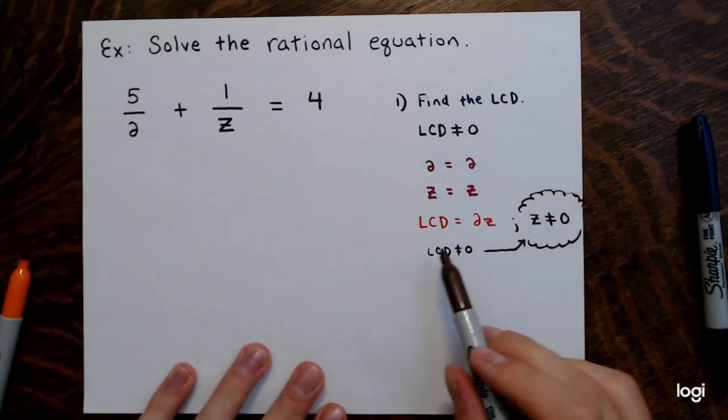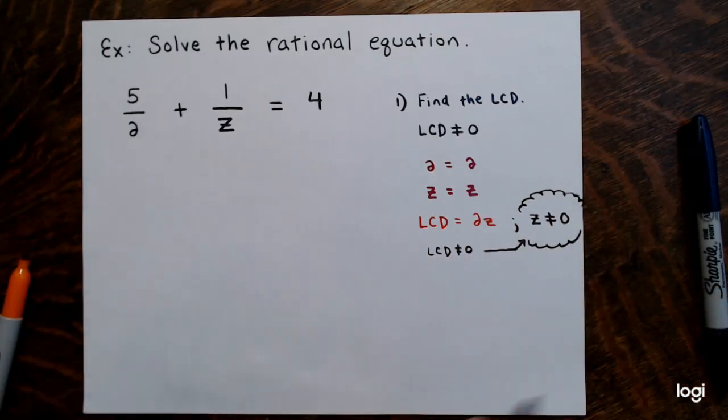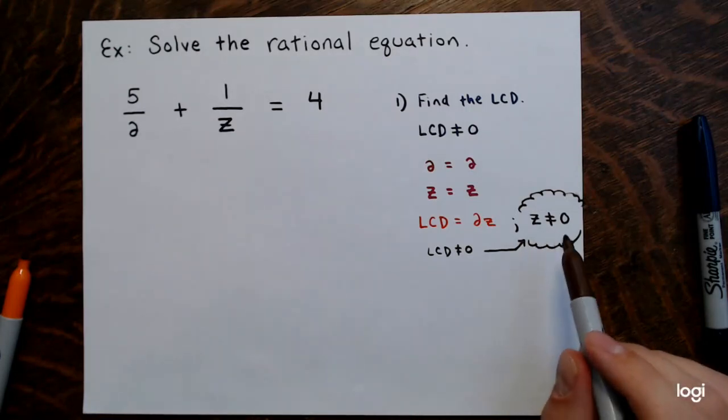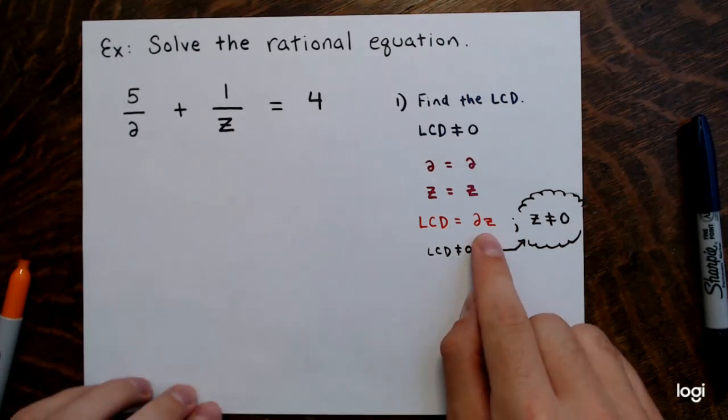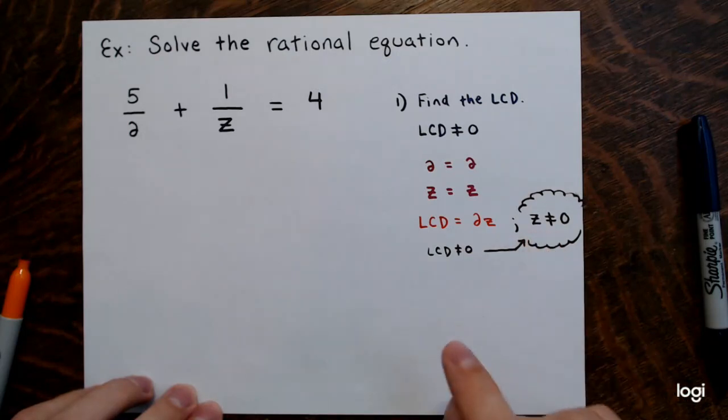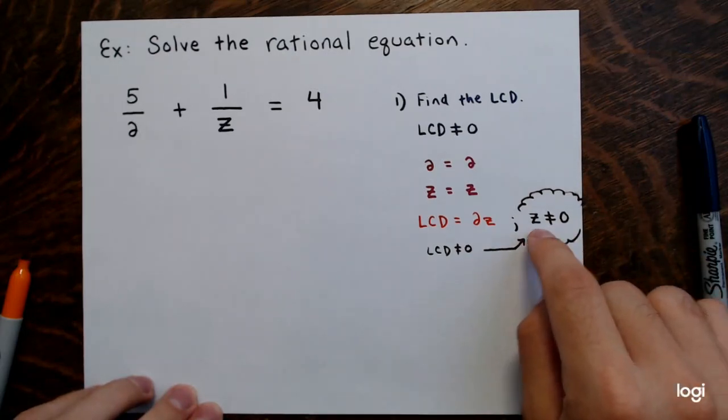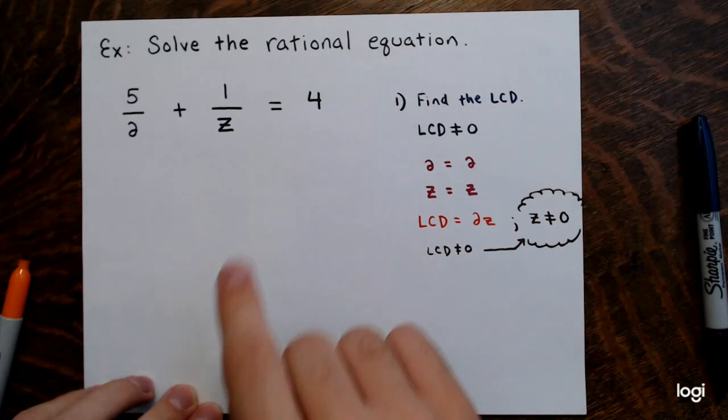The LCD can't be 0. Denominators, period, LCD or not, cannot be 0. Great. So the value of z I get cannot be 0. We'll keep that in mind. Alright, so the LCD is 2 times z, as long as z is not 0. So as long as z is not 0, this isn't 0. Great. And then I can do the next part.